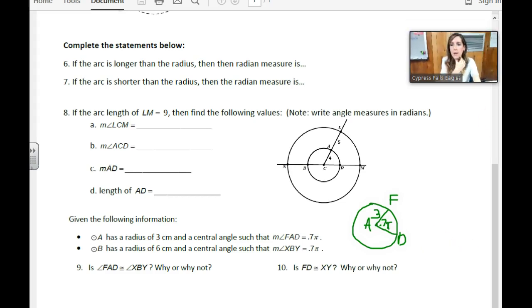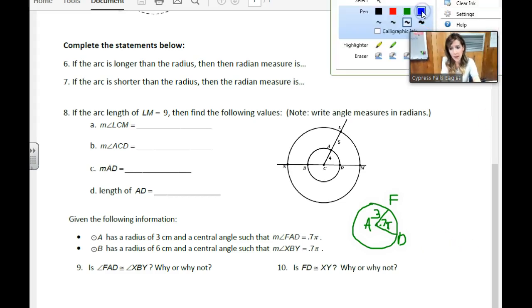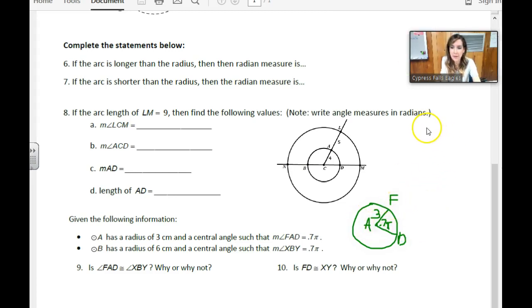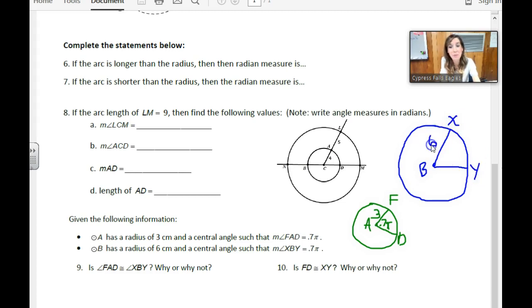All right. Now we have circle B. I'm noticing it has a radius of 6. So it is double the size of circle A. Excuse my circles drawn with a mouse. It has a central angle, XBY. Don't know where these letters came from. They're very random. So its radius is 6, but its central angle measure is also 0.75.